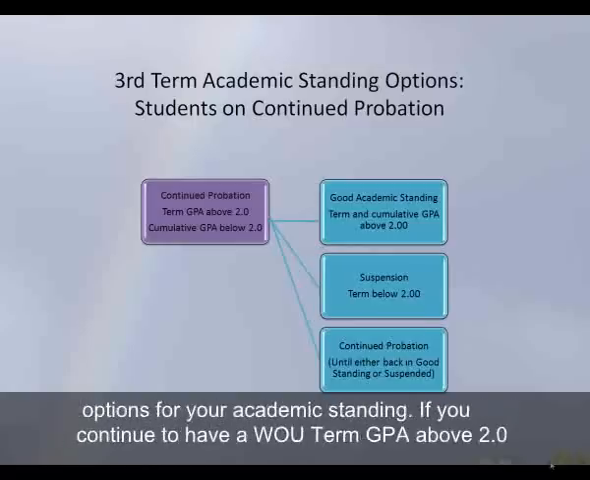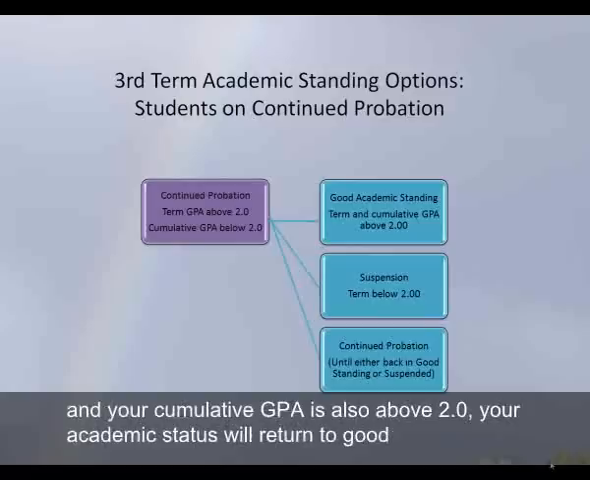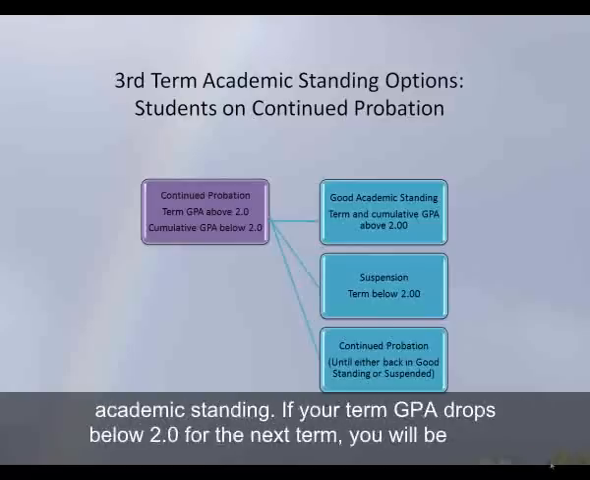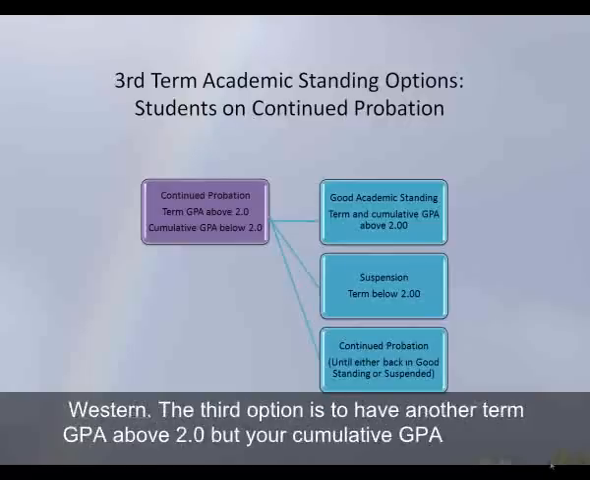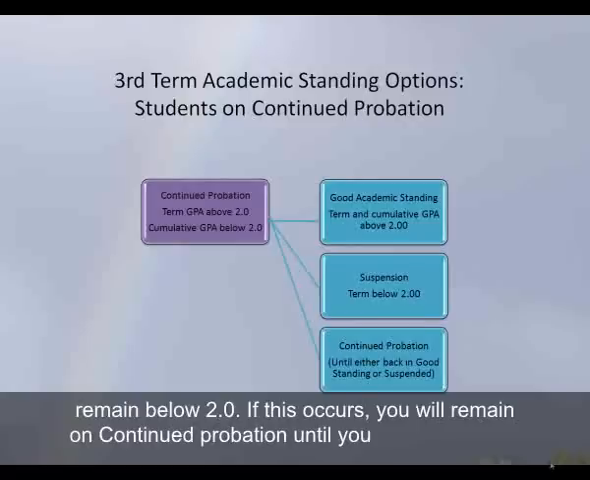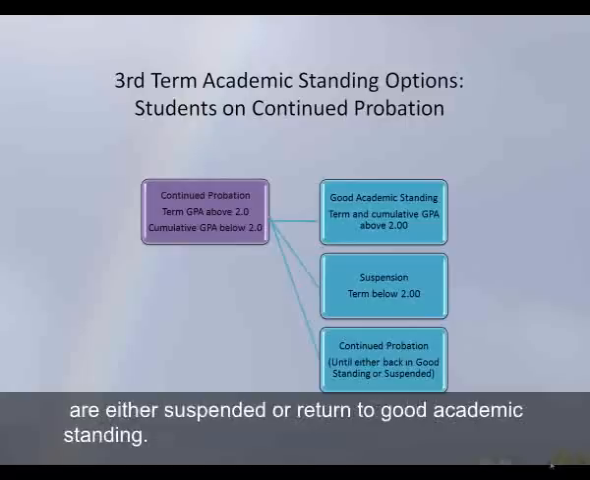If you continue to have a WU term GPA above 2.0 and your cumulative GPA is also above 2.0, your academic status will return to good academic standing. If your term GPA drops below 2.0 for the next term, you will be placed on academic suspension and will be required to take time off from your studies at Western. The third option is to have another term GPA above 2.0, but your cumulative GPA remains below 2.0. If this occurs, you will remain on continued probation until you are either suspended or return to good academic standing.